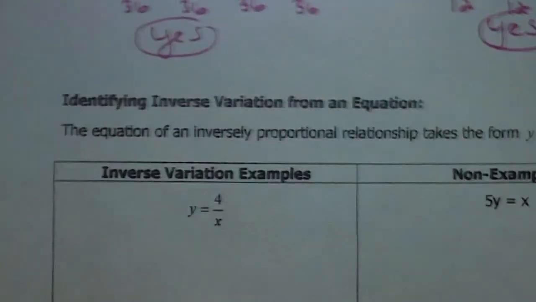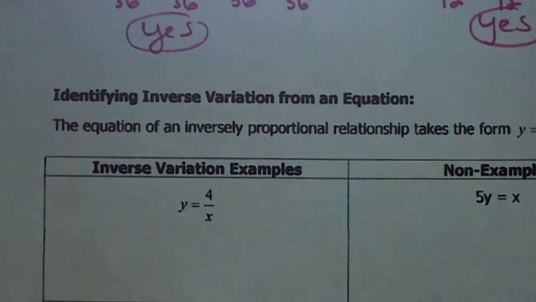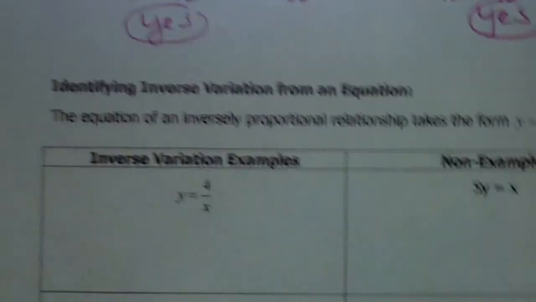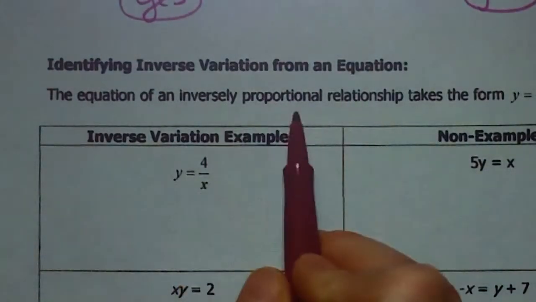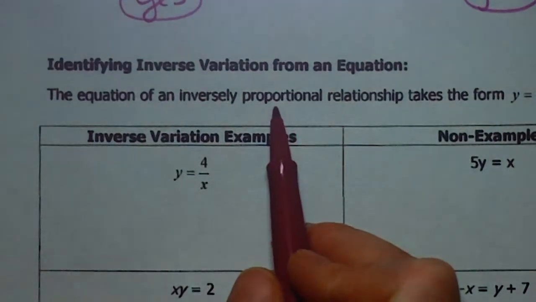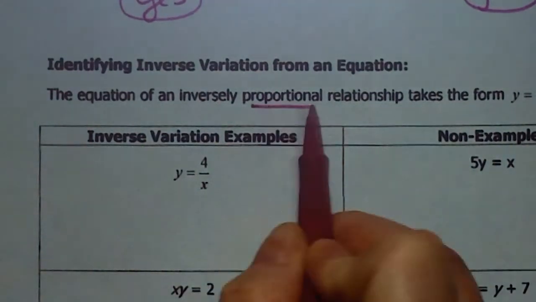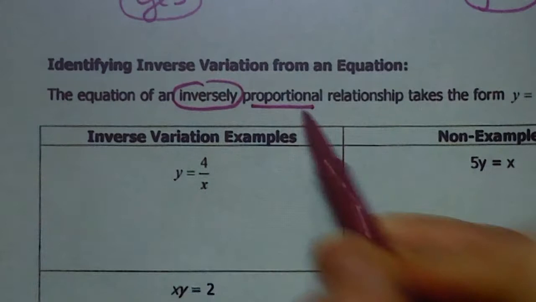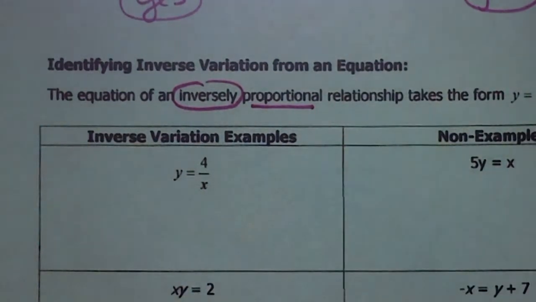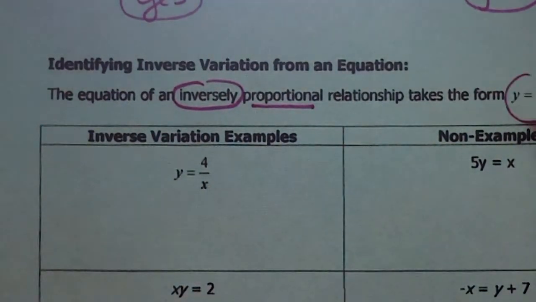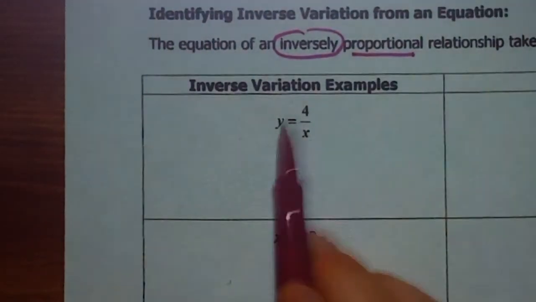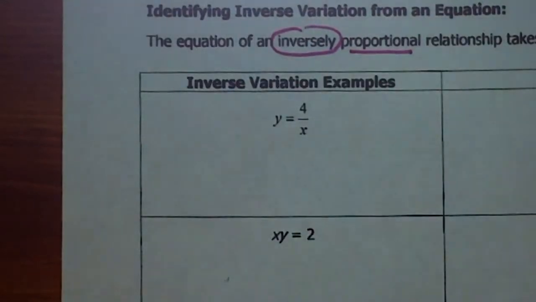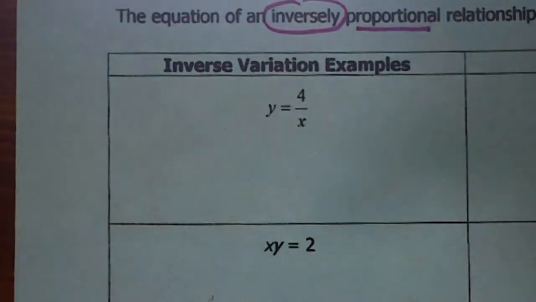Alright, now I'd like for you to look at how to identify inverse variation from an equation. We said that an equation is inversely proportional or shows inverse variation. So we've seen proportional. Now it's inversely proportional. That's another way to say inverse variation. It takes the form of y equals k divided by x. So we'll show you the inverse examples first. So these are the actual examples that work out.